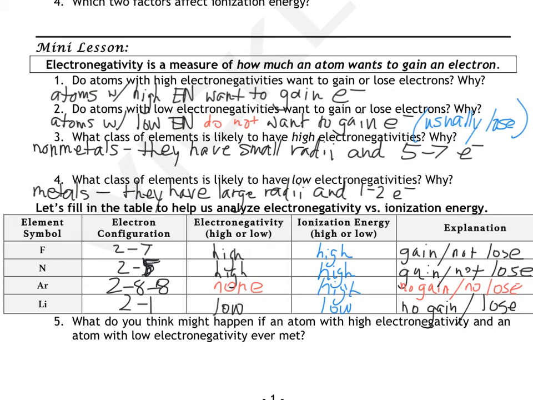why do you think, or what do you think might happen if an atom with a high electronegativity, so that means that it does want to gain electrons, and an atom with low electronegativity, meaning that it doesn't want to gain electrons, and potentially that it wants to lose electrons, then what do you think would happen if they ever met? So think about your answer, and then I'll have one when you come back. So to paraphrase, the high electronegativity atom would take electrons from the low electronegativity atom.